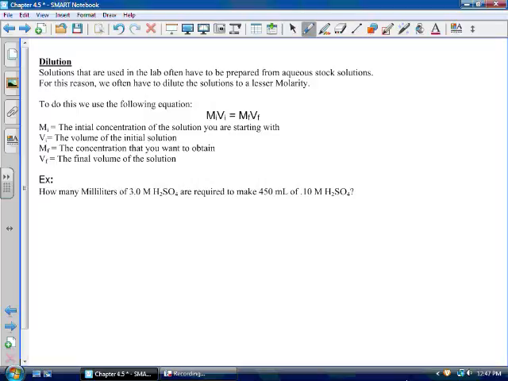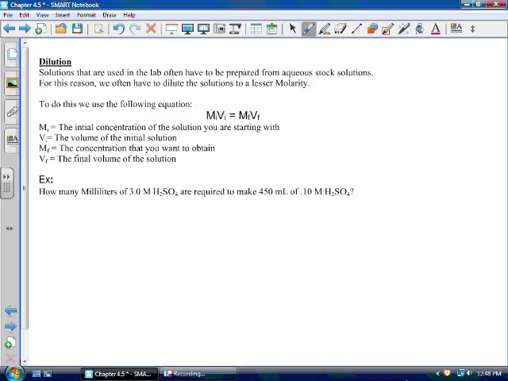In order to figure out what is needed, we have a very simple formula, and the formula is MiVi equals MfVf. Mi refers to the initial concentration of the solution you're starting out with, or your stock solution. Vi stands for how much of that initial solution you're going to need. Mf stands for what concentration you want to obtain at the end, and remember, Mf always has to be less than Mi because you're watering it down, so it's going to have a lower concentration. And Vf refers to the final volume of solution you want to have. So let's look at an example of this. It's a very simple concept to get.